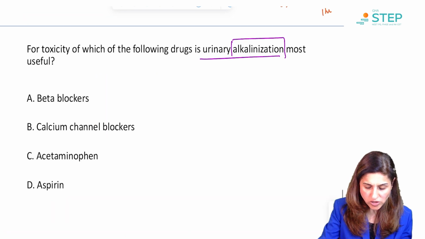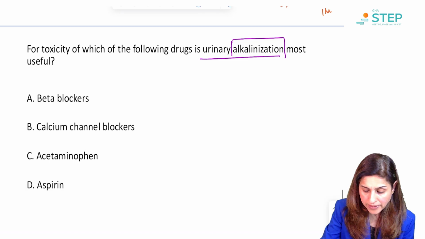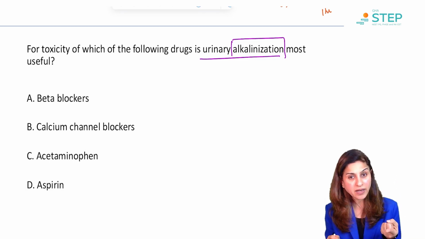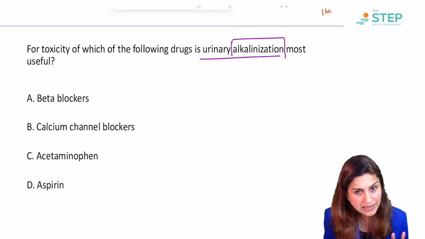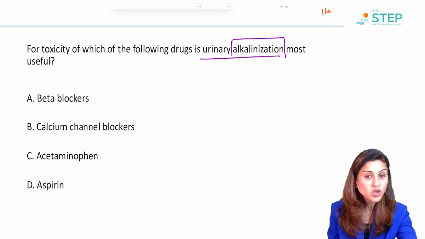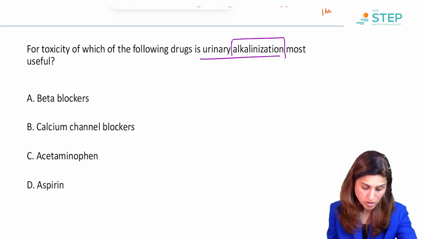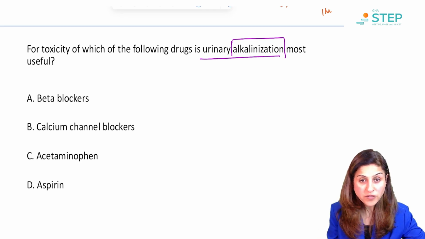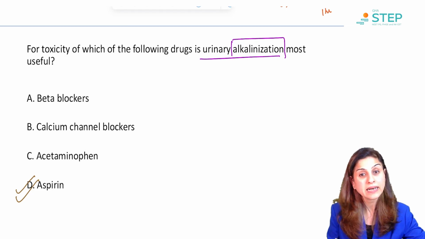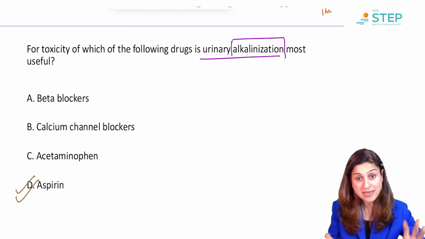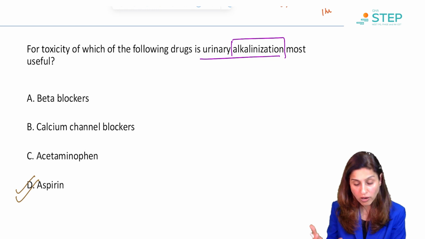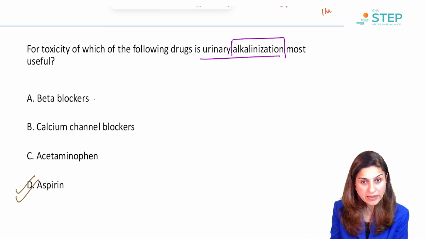So here the question is that you are making the urine alkaline. So therefore, if you want to excrete that drug, the drug needs to be acidic in nature. So your job here is now to simply identify the drug which has acidic nature. So out of these, which of the drugs has acidic nature? It is your aspirin. So aspirin is an acidic drug, acetylsalicylic acid, and it can get excreted if you make the urine more alkaline.